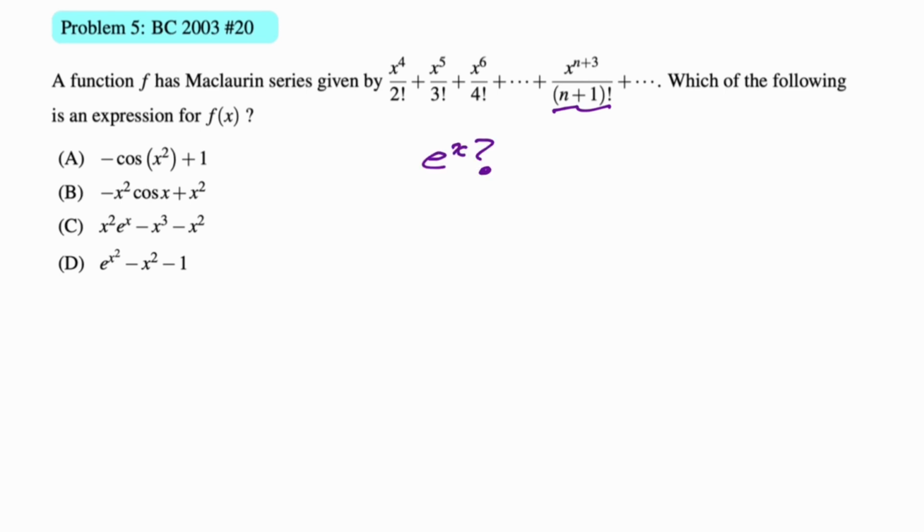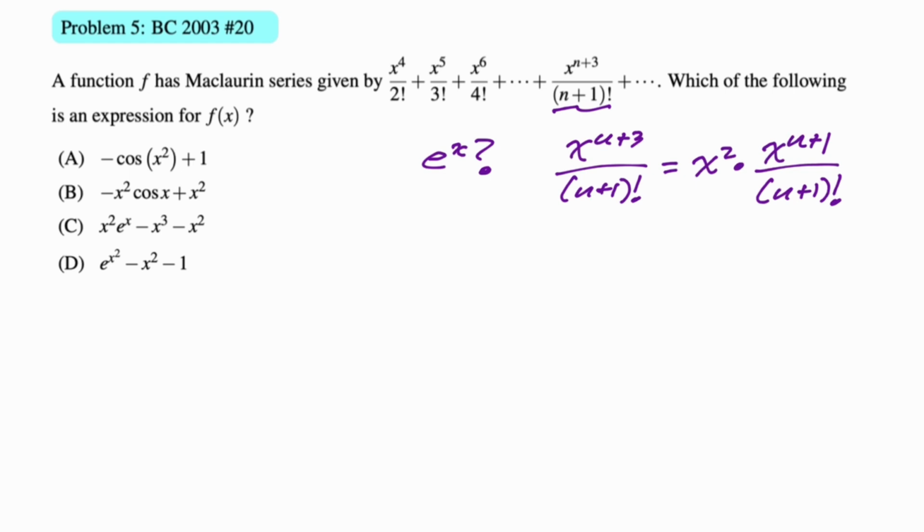So when I see n plus 1 factorial, I'm thinking this is probably e to the x somehow. So now I want to rearrange it so that it looks like e to the x. I'm going to take this nth term, x to the n plus 3 over n plus 1 factorial, and get it to look like x to the u over u factorial. So I'll take out an x squared, and I have x squared times x to the n plus 1 over n plus 1 factorial. That looks exactly like the nth term of e to the x. It may not be how you have it memorized, but as long as it's x to a power over that power factorial, you're good. So now I'll write out the terms of e to the x.